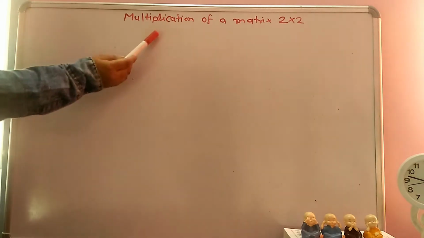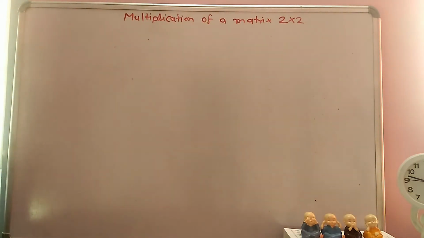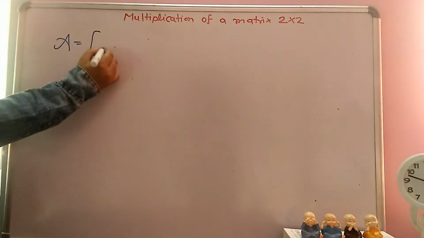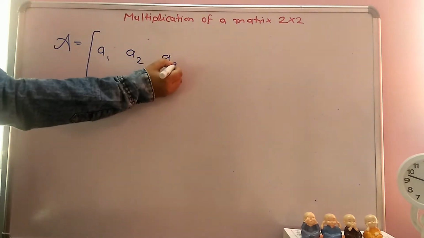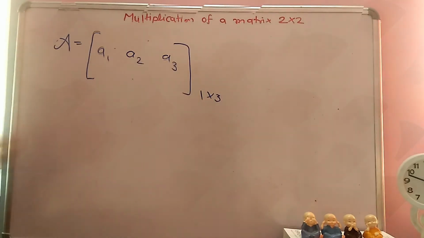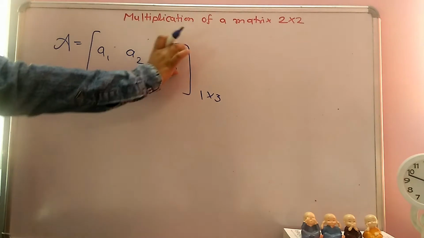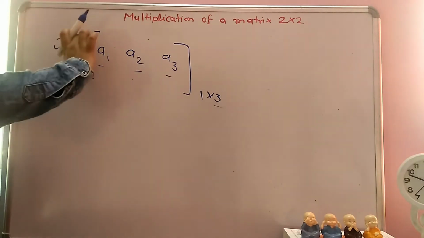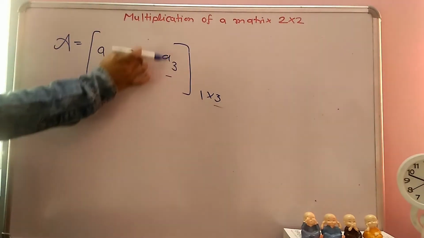So students, today we learn how to multiply a matrix of 2 cross 2. First, you should learn when matrix multiplication is possible. So, we take some examples. Let A matrix be A1, A2 and A3. Okay, this is a 1 cross 3 matrix. 1 means the row of this matrix is 1 and 3 means the column of this matrix is 3. This is called row and this is called column of a matrix.